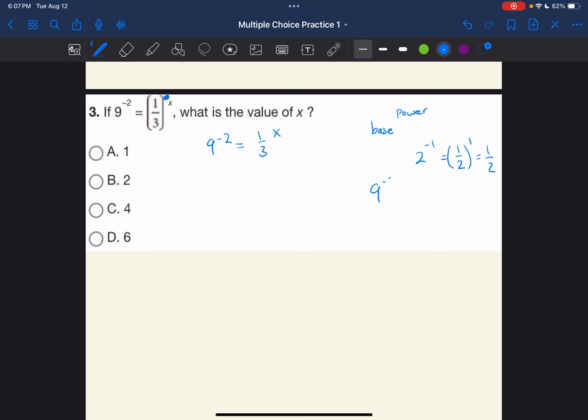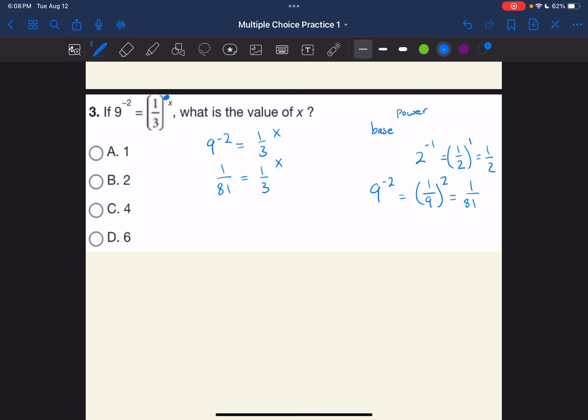To take 9 to the negative second, again, we'll take the reciprocal of the base. If the base is 9, the reciprocal is 1/9. And we take it to the positive power. So instead of negative 2, now it's just a 2. 1/9 to the 2 is 1/9 times 1/9, which equals 1/81st. Oops. Let me rewrite that a little bit better. So if we know the left-hand side is 1/81st and the right is 1/3 to the x, we can also recognize that there is a pattern here.